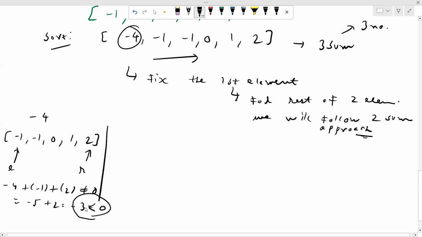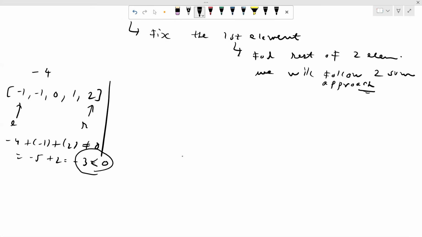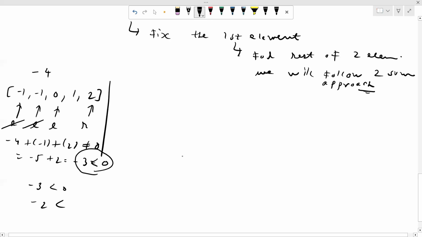So for this case, what we need to do? Following the two-sum property, we'll just increment our left pointer to the right side of the array. Then again, since this is the same element, we'll get the same result, which is minus 3 again. So we'll again increment our left pointer. So this will be equal to still minus 2. Now again, increment our pointer. So this will be pointing to 1. So this will be equal to minus 1, still less than the target.